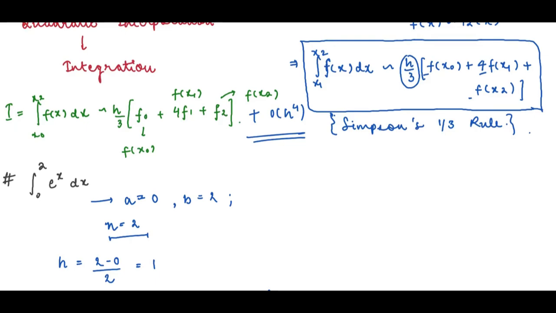Now let's just compare them. We have the trapezoidal rule, which approximates the function using a straight line and has order of h square accuracy. Whereas we have the Simpson's one-third rule, which approximates the function using a quadratic polynomial and has order of h power 4 accuracy. So the Simpson's one-third rule generally gives you a better approximation when its conditions are fully satisfied.